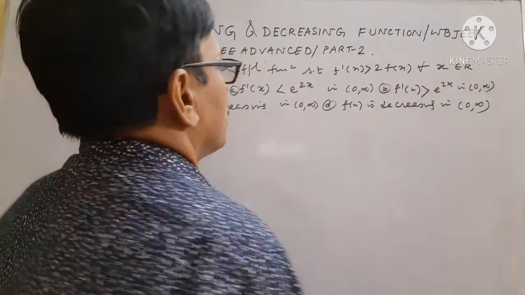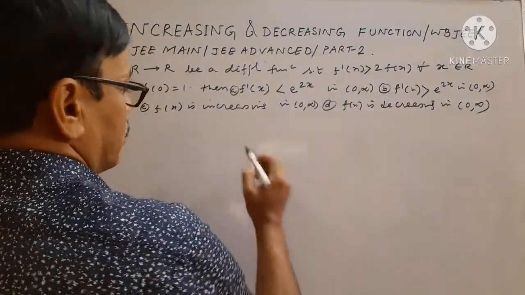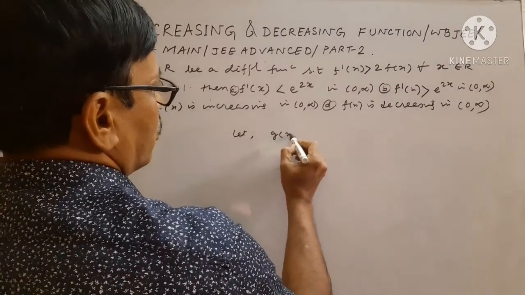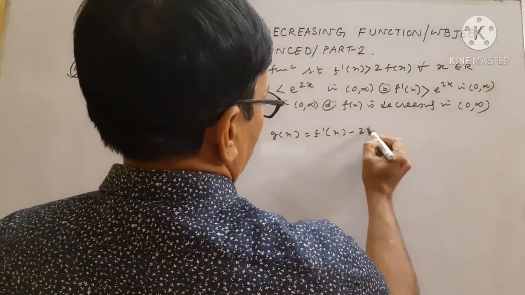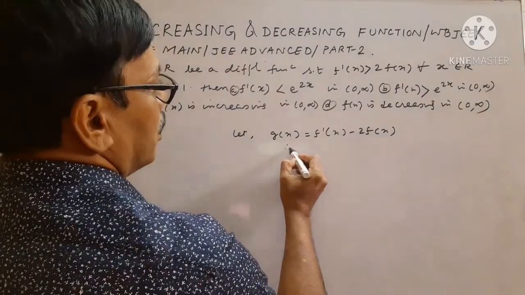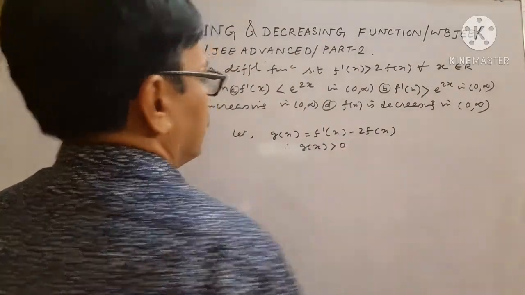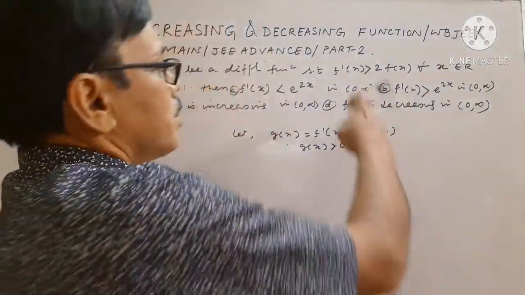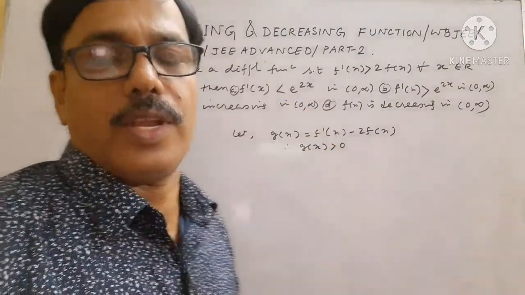Now, one condition is given, that is f'(x) greater than 2f(x). So, let g(x) equal f'(x) minus 2f(x). Therefore, f'(x) minus 2f(x) is greater than 0. So, g(x) is greater than 0.